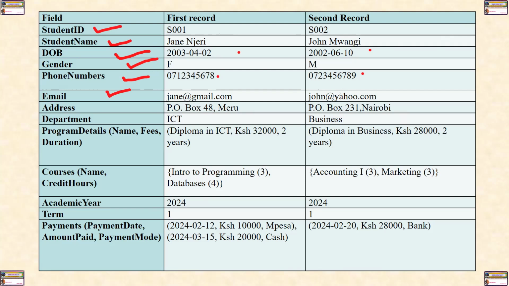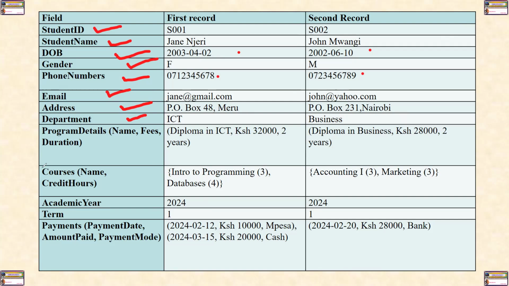These are the emails for our students. We have jane@gmail.com, john@yahoo.com. We have the address. The address for Jane is PO Box 48 Meru, and for John, it is PO Box 2.1 Nairobi. We have the department. Jane belongs to ICT. John belongs to business.